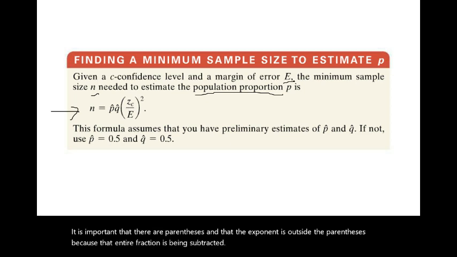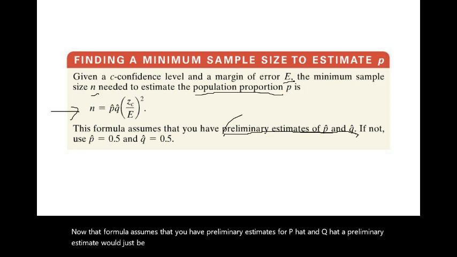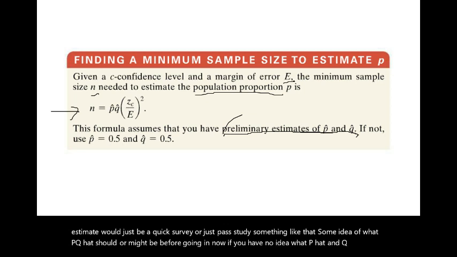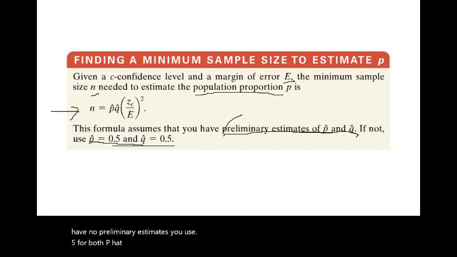Now, that formula assumes that you have preliminary estimates for p hat and q hat. A preliminary estimate would just be a quick survey or a past study, something like that. Some idea of what p hat and q hat should or might be before going in. Now, if you have no idea what p hat and q hat are, no preliminary data, no preliminary estimates, you haven't got a clue, then you use 0.5 for both p hat and q hat. So this formula actually makes a difference depending on whether you have preliminary estimates or not.